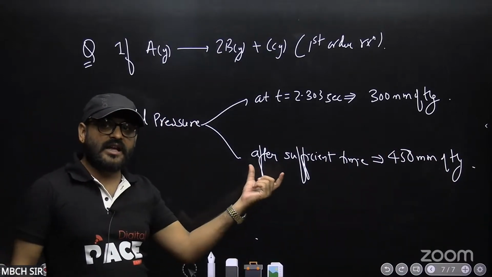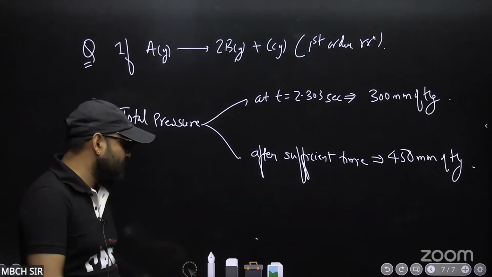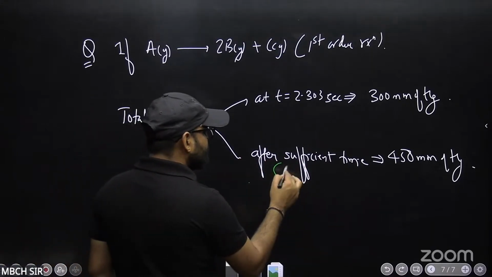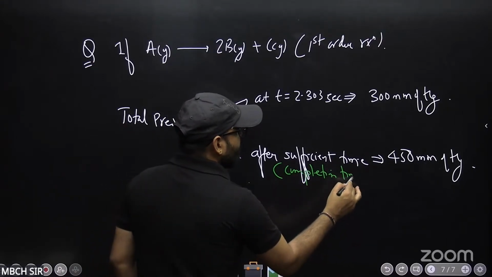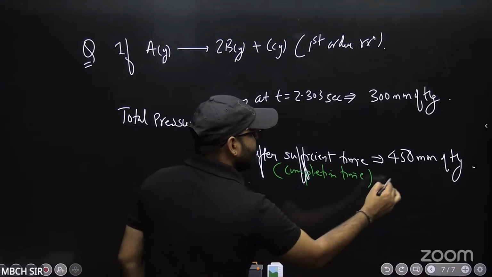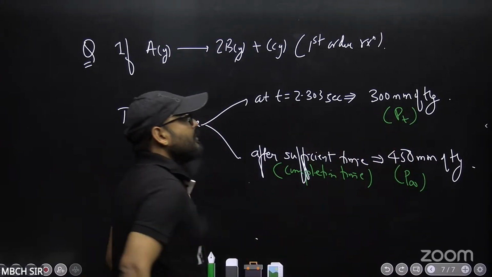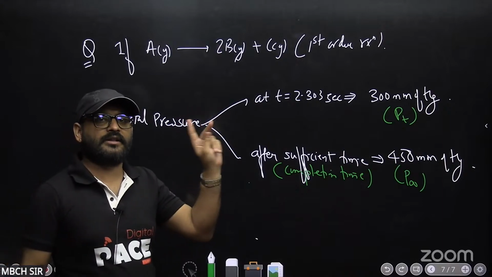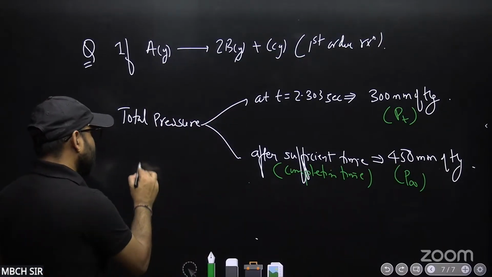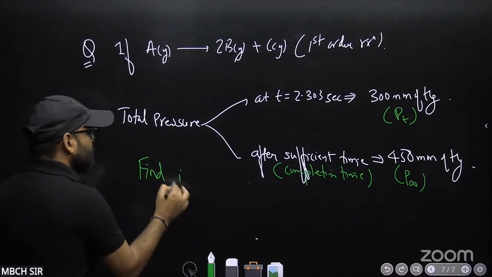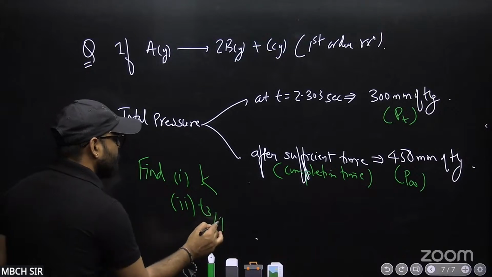After sufficient time means after completion time. Completion time means which data? P naught or P infinite? It is P infinite, and this is PT. See, only two data, that means P inert, you have to take 0. Then find what? First, K, and second, T3 by 4.